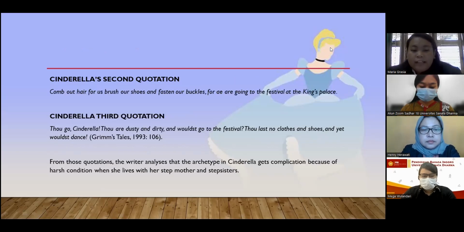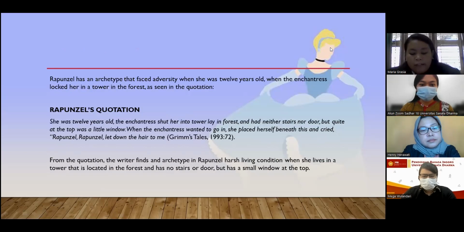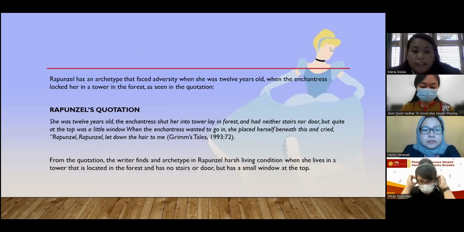From this quotation, the writer analyzes that the archetype in Cinderella gets complication because of her condition when she lives with her stepmother and stepsisters. Now we are going to the Rapunzel quotation.